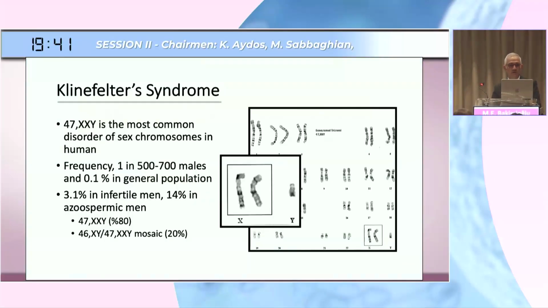Okay, so Klinefelter syndrome, as everybody knows here, is 47,XXY and is the most common disorder of the sex chromosomes in humans. The frequency is 500 to 700 per 1,000 males in the general population. Among infertile men we see it in 3%, and 14% in azoospermic men, of whom 80% are non-mosaic and 20% are the mosaic form.